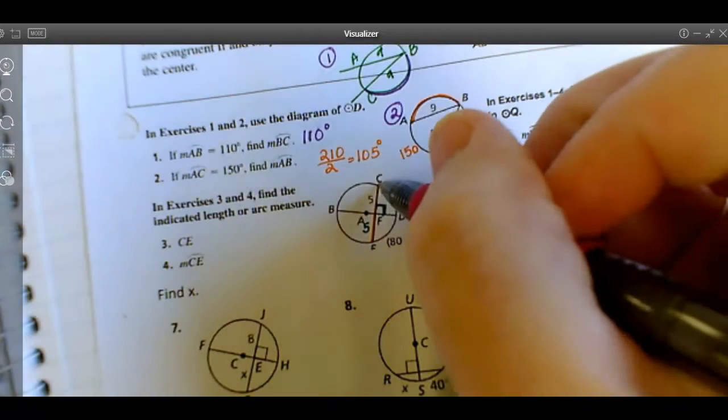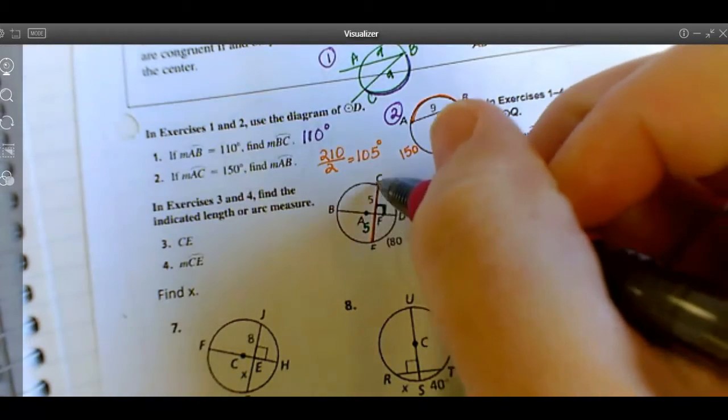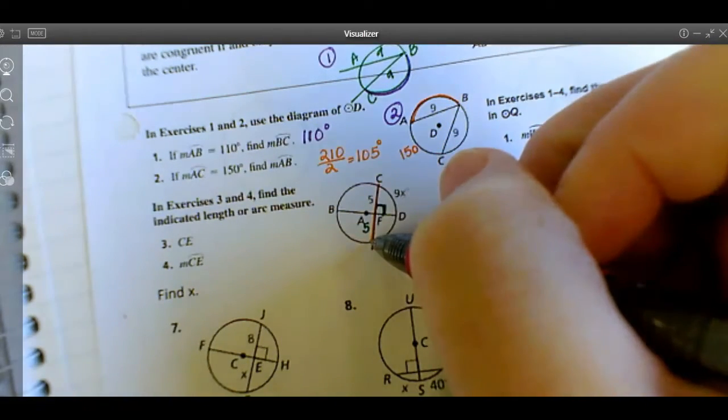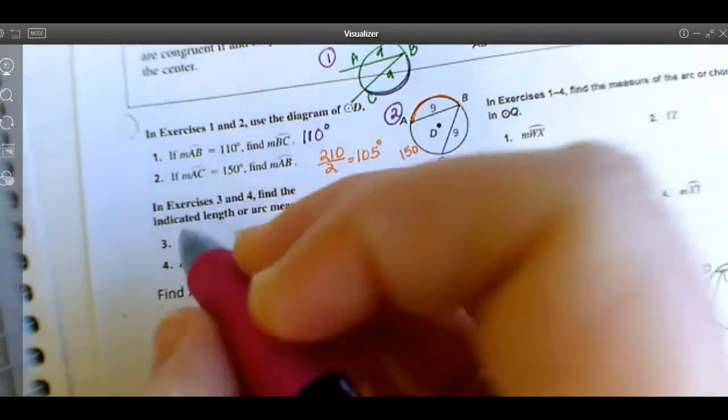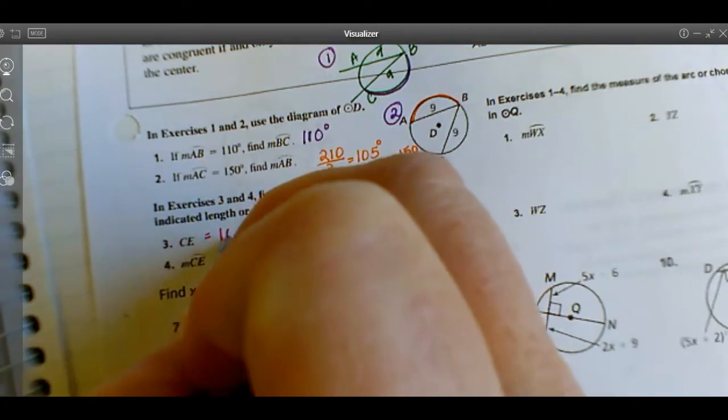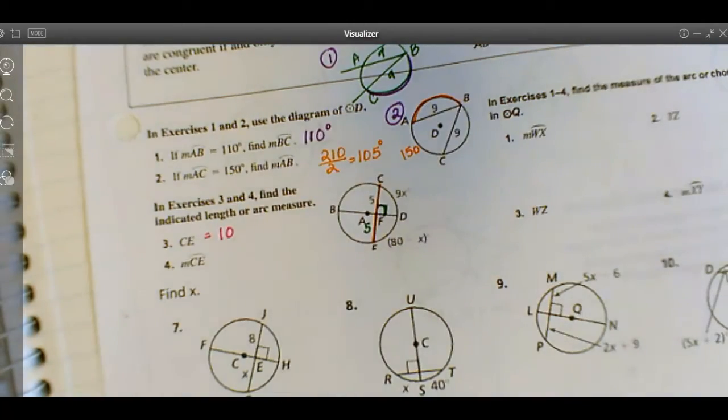Well, that means that if I want to find CE, then I know if that's 5 and that's 5, what's CE? 10. Because that's just the whole side there.